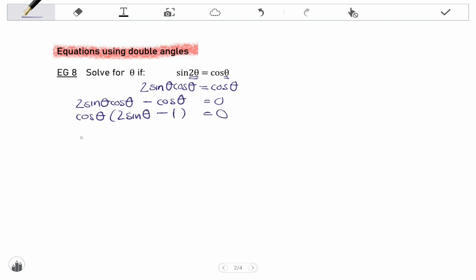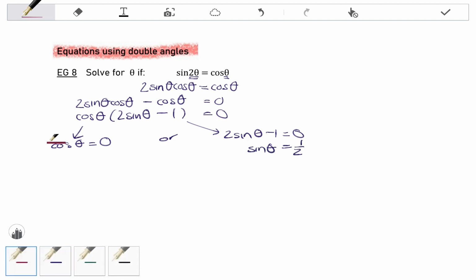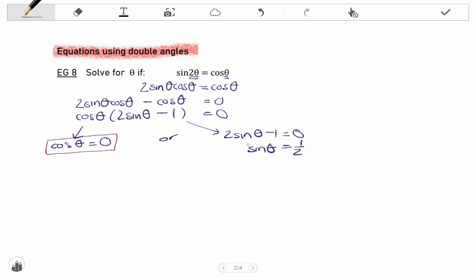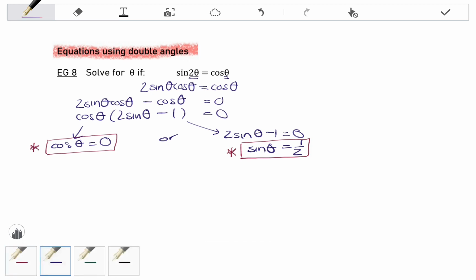Okay, having factorized, I now make each factor equal to 0. And I'm going to solve for sine theta here by adding 1 and dividing by 2. Okay, so now I have brought both factors to the point where I have one trig function equal to a value, which allows me to continue to find the general solution. Now looking at the first one here, cos theta equals 0.